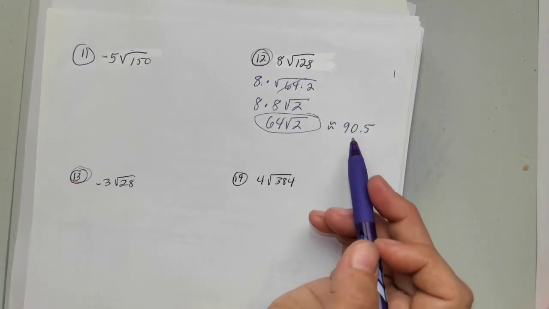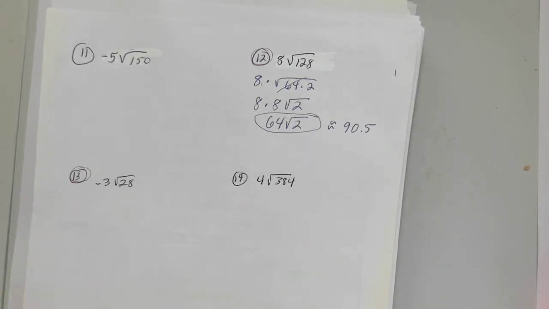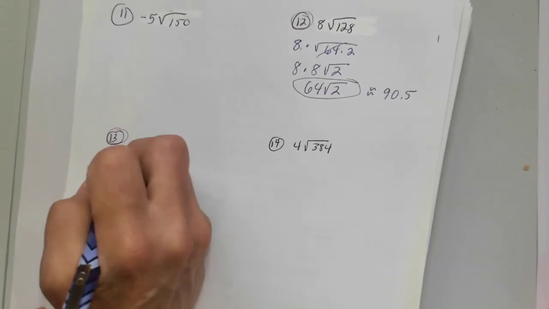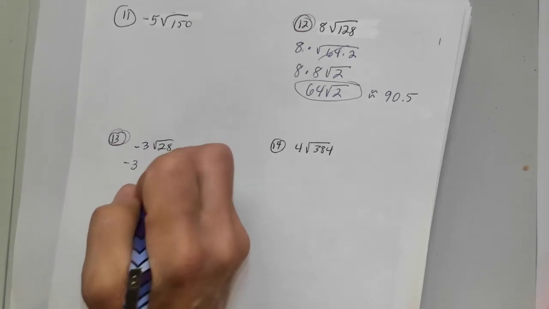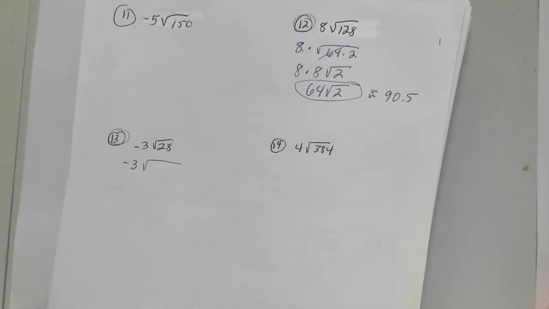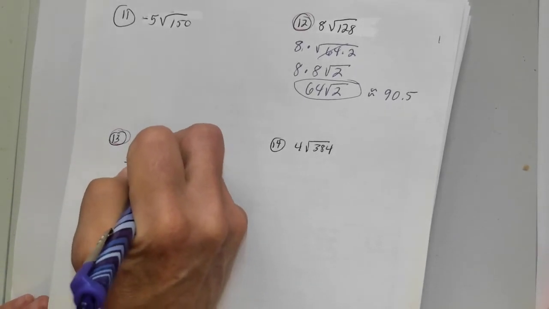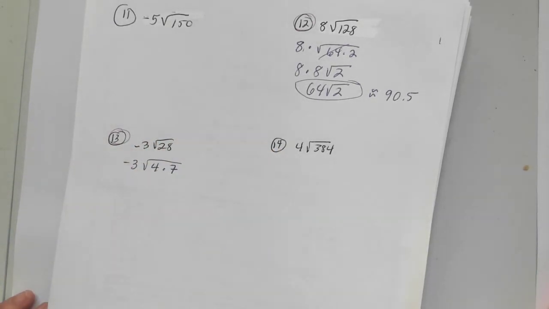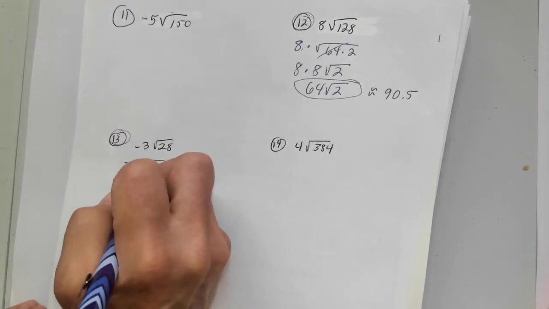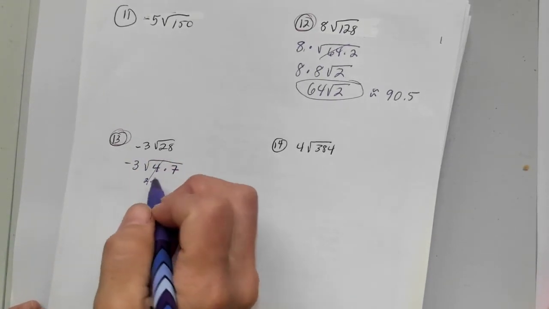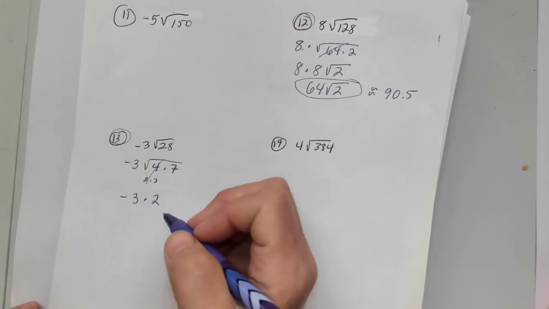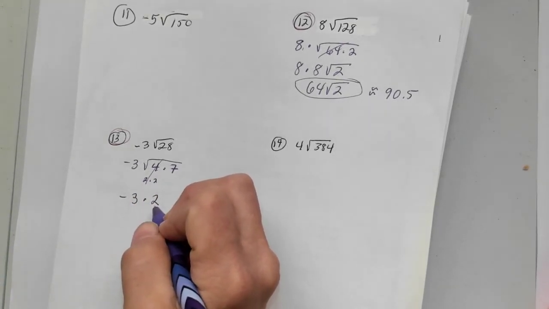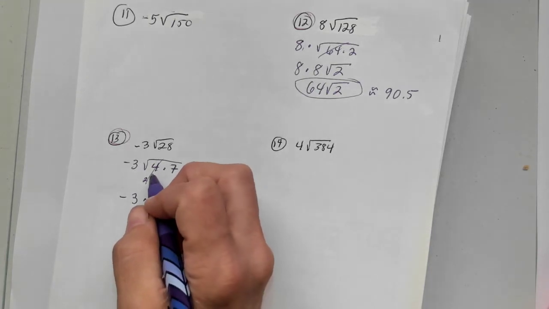But sometimes you do need the rounded version. All right, number 13, again, the -3 stays, and I'm going to look for the biggest perfect square number that is a factor of 28. And I believe that's going to be 4. 4 is a perfect square number. It's 2 times 2. So I can take out of the square root of 4, I can take out a 2. Remember, again, we're looking for the positive square root.